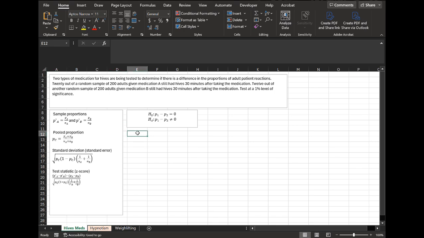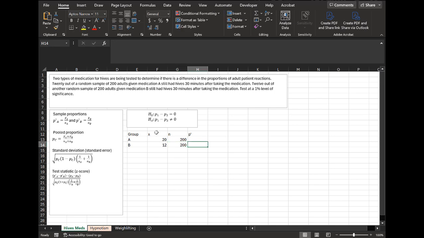But I have not organized any information, so we need to organize the information. We're going to have our group, our X, our N. Maybe I'll put in the P prime here, and we can go ahead and calculate that. I think that's everything we need. So I have group A and group B. For group A, it was 20 out of 200. And for group B, it was 12 out of 200.